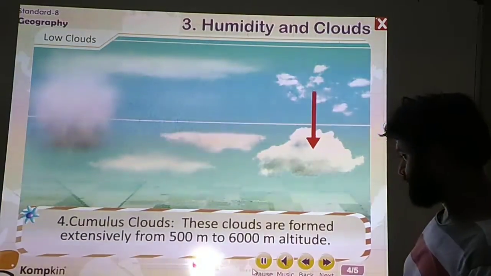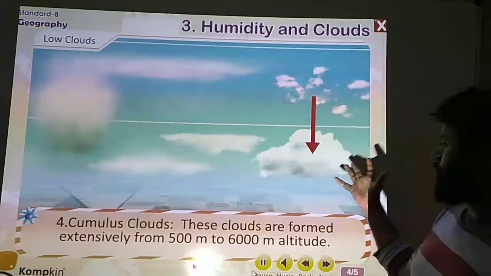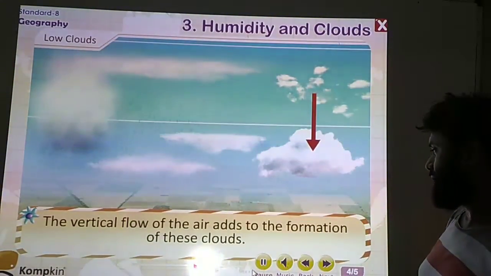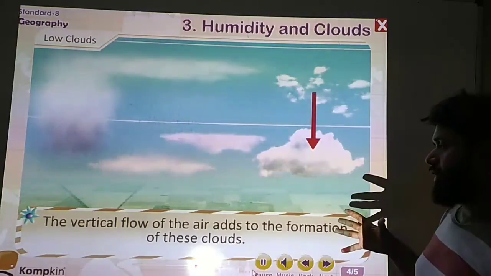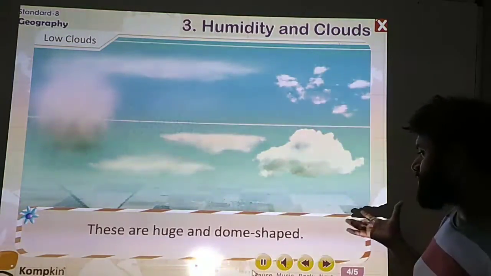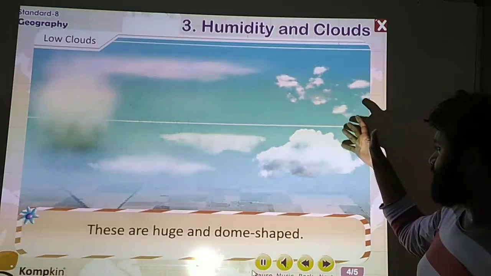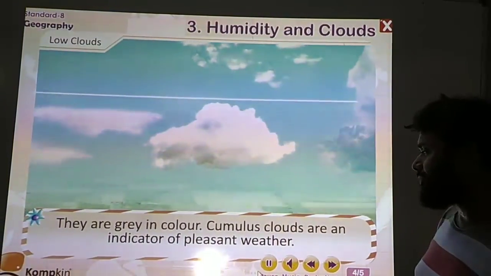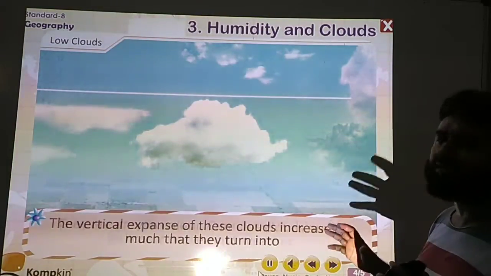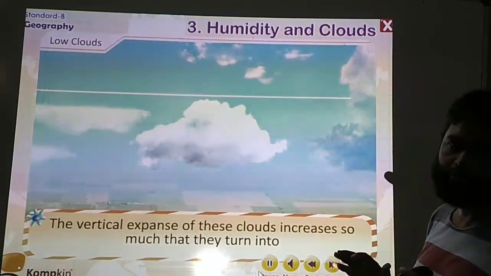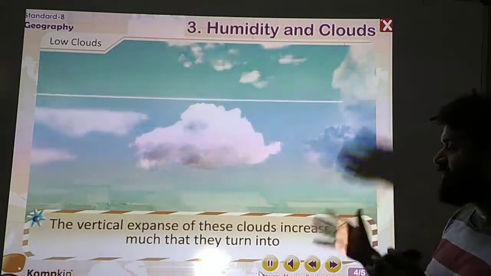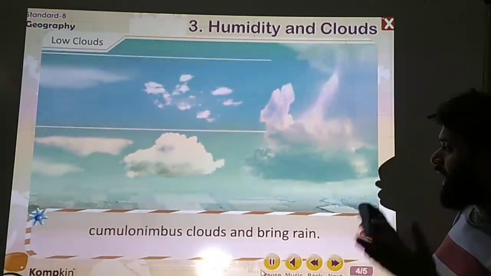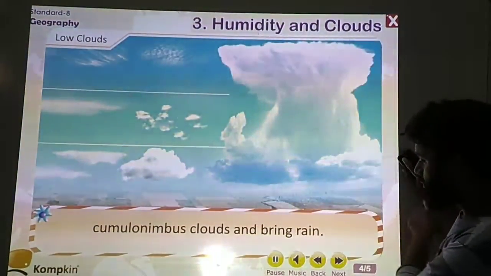See, it's like a cauliflower in the sky. The vertical flow of the air adds to the formation, and it becomes dome shape. They are grey in color. The cloud is an indicator of pleasant weather. The condition of the weather is pleasant. The temperature is bearable. Less temperature, air will flow, and it keeps on adding, and it turns into this.